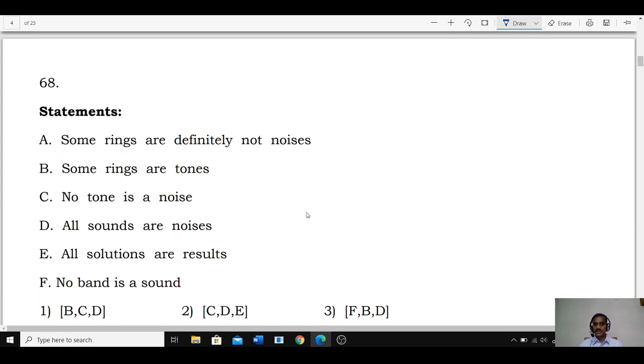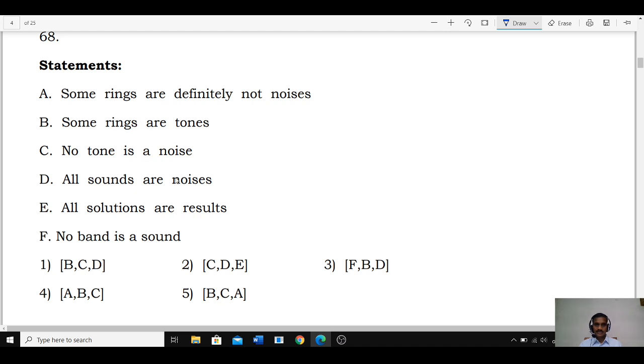67. Then coming to 68. Now in the 68, B, C and D. Now negative statement, affirmative conclusion cannot be done from negative, straight away ruled out. Next one, C, D and E. Negative statement, affirmative conclusion cannot be done, straight away ruled out. F, B and D. F is here, B is here, D is here. And F is a negative statement, D is an affirmative conclusion, cannot be done, ruled out.